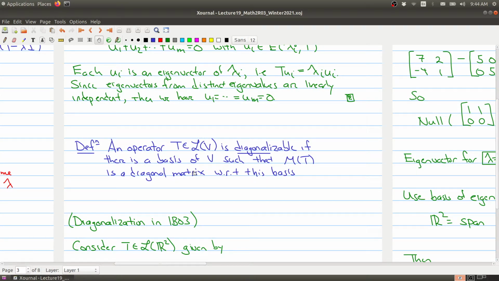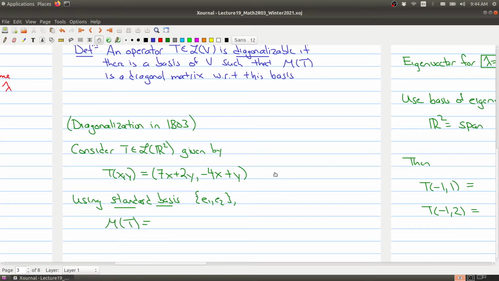Now notice that this is just a definition. That's what we would like. We don't actually know that we can do it yet. Now, if you think back to 1b, we were using this term diagonalization. In fact, what we were doing in Math 1B03 was cooking up a basis to create a diagonal matrix, but we didn't express it that way. So let me try to tie some of these pieces together.